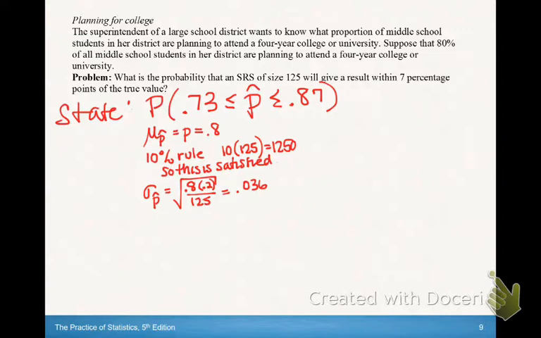Also, because n times p is equal to 100, and that's greater than or equal to 10, and n times q is equal to 25, and that's greater than or equal to 10, we can assume a normal distribution.